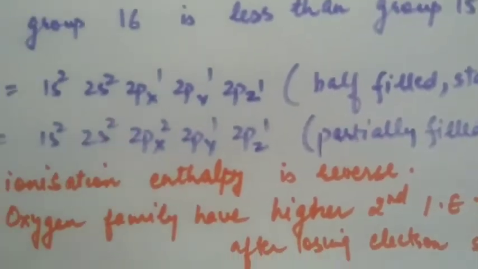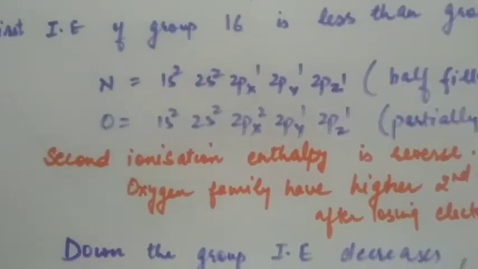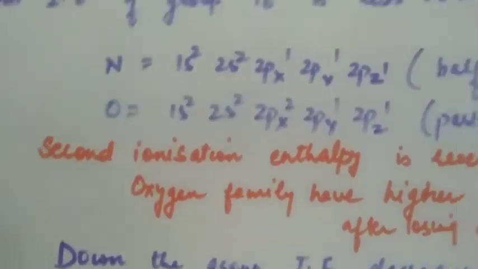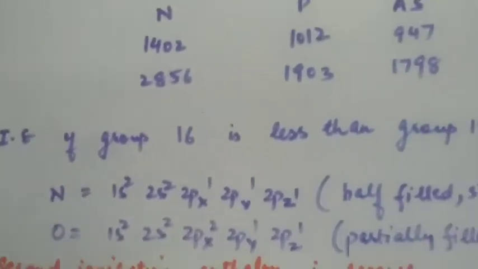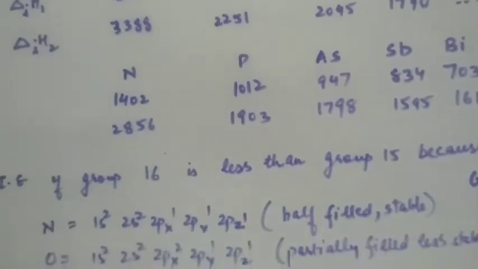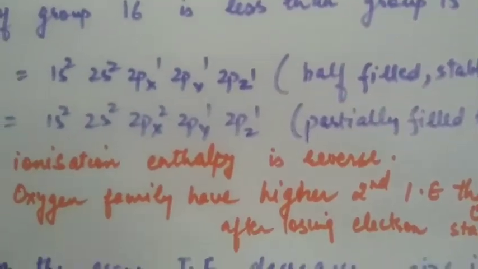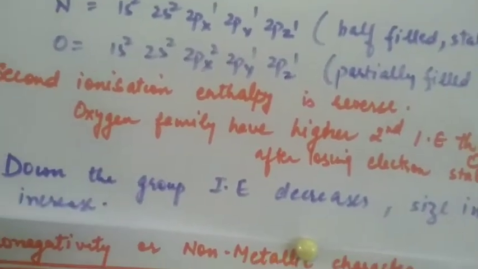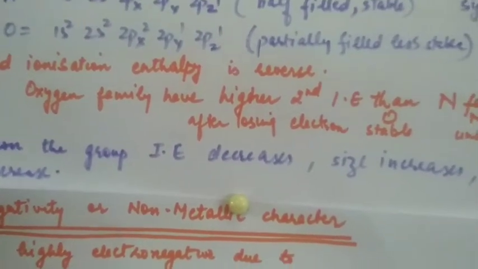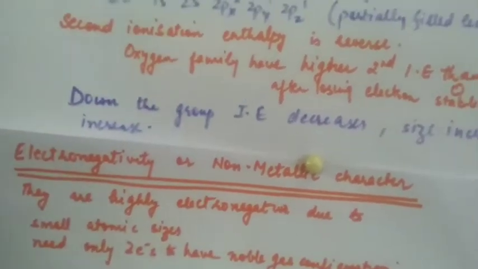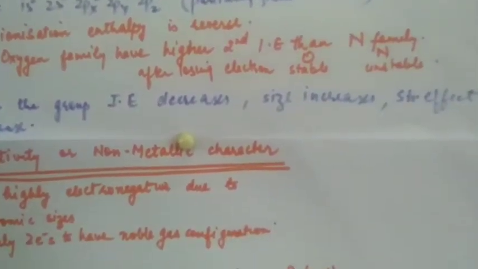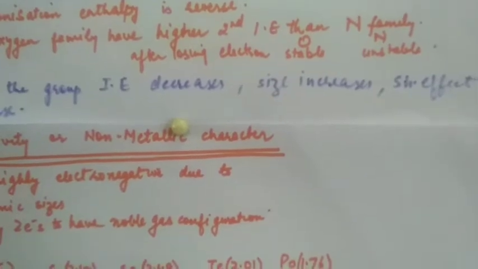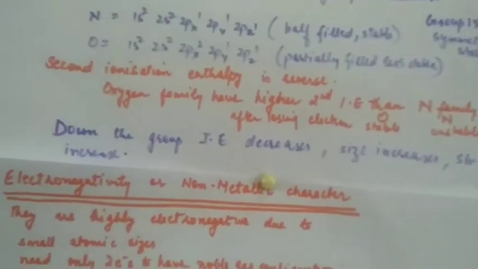On the other hand, the second ionization enthalpy value for the oxygen family is greater than that for nitrogen. This is because the second electron of oxygen will be taken from a stable configuration. So the second ionization enthalpy shows the reverse trend. Down the group, the ionization enthalpy value decreases because size increases and the shielding effect also increases.